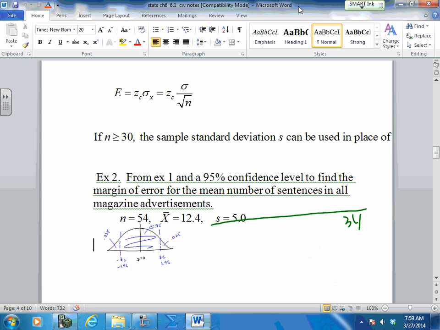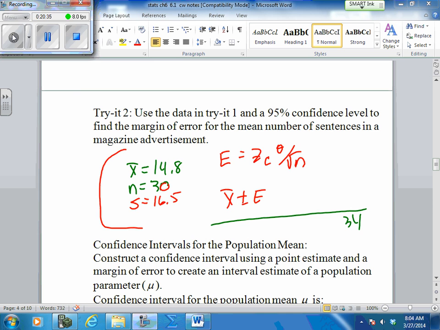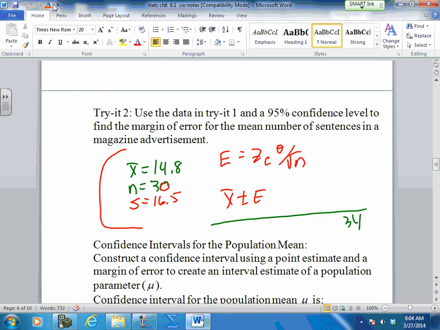Okay, so you guys are going to try one now. You're going to try this one, and I'll give you this information. I want you to use the formula. Well, your ZC stays the same because it's 95%.